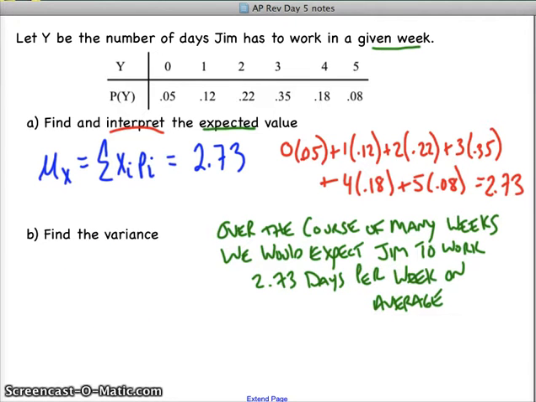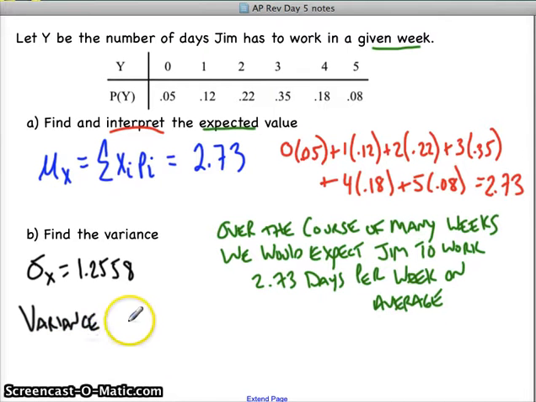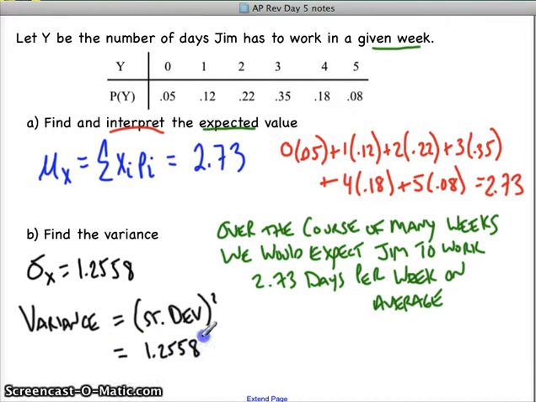So now if it says find the variance, well, when we had the calculator, remember how the standard deviation was 1.2558. We got that on the calculator, so you can go back and look. The variance is the standard deviation squared. So we're just going to do 1.2558 squared, and we get the variance of 1.577. Okay, next page.